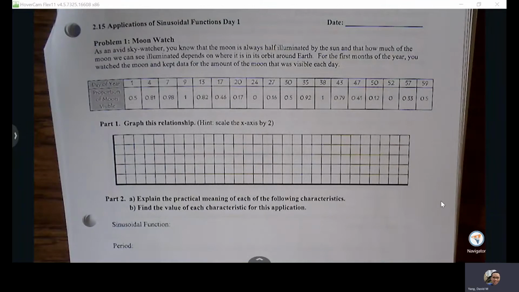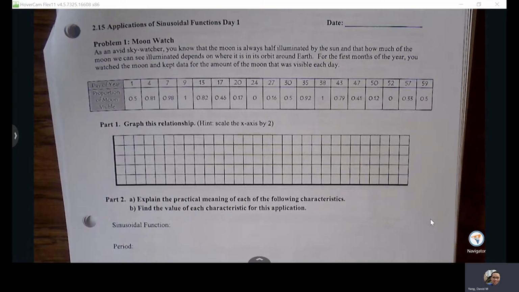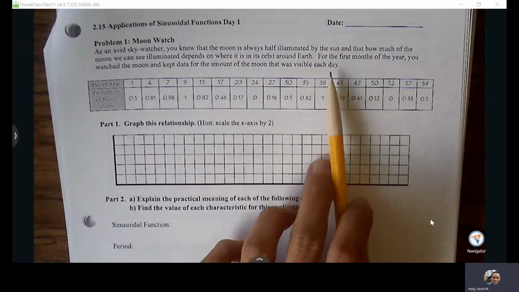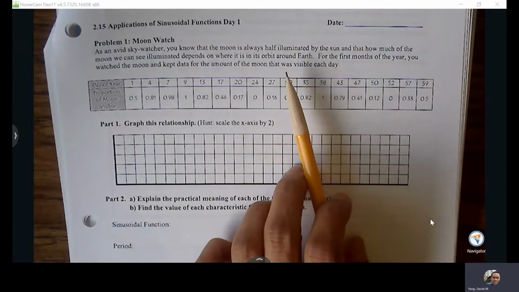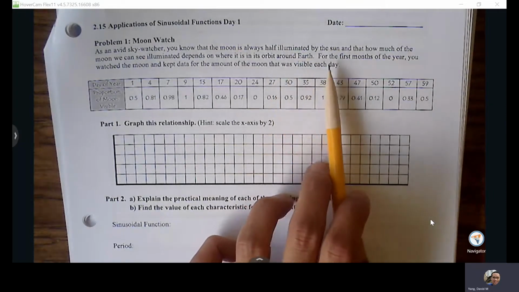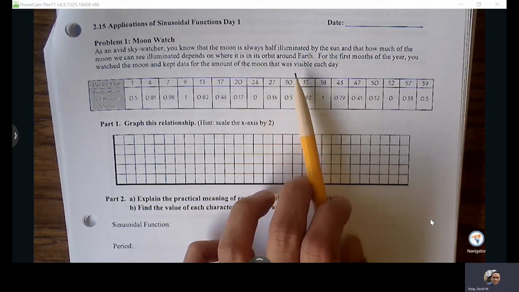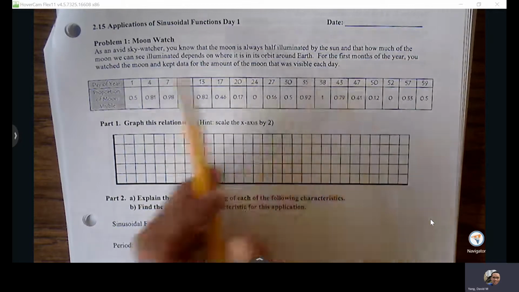Okay, page 29. So let's read this problem here. As an avid sky watcher, you know that the moon is always half illuminated by the sun, and that how much of the moon that we can see illuminated depends on where it is in its orbit around Earth. For the first month of the year, you watched the moon and kept data for the amount of the moon that was visible each day.